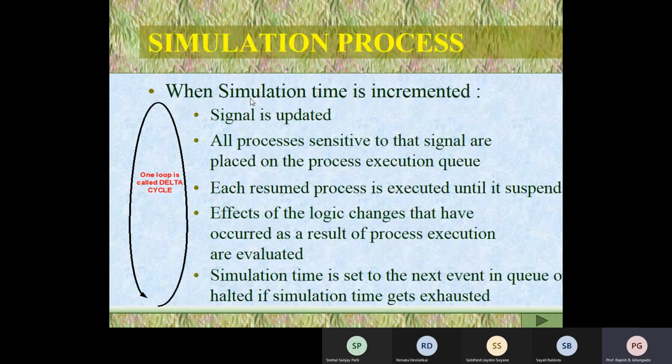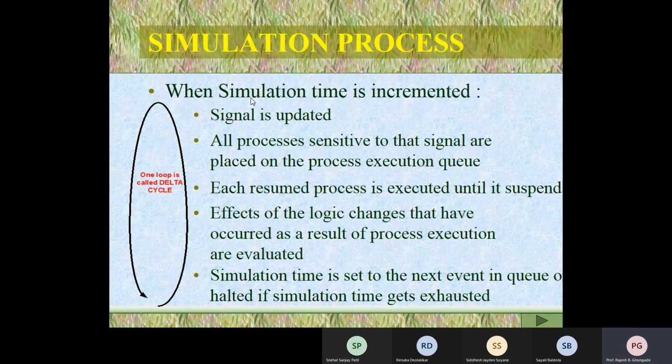So when simulation time is incremented, what happens? Now we have to increment the simulation time. It is automatically done from the reference t equal to 0 whenever you start with the simulation. What happens? The signal is updated. All processes sensitive to that signal are placed on a queue called the process execution queue. Each resumed process is executed until it suspends. The effect of the logic changes that have occurred as a result of process executions are evaluated. Simulation time is set to the next event in the queue, or halted if simulation time gets exhausted.